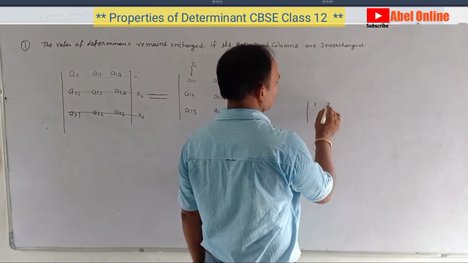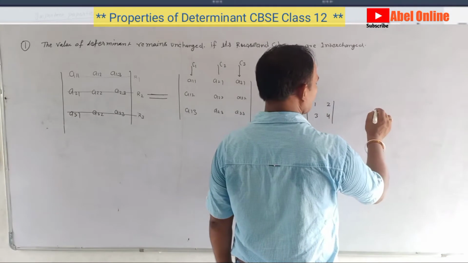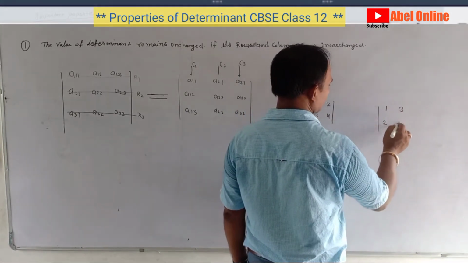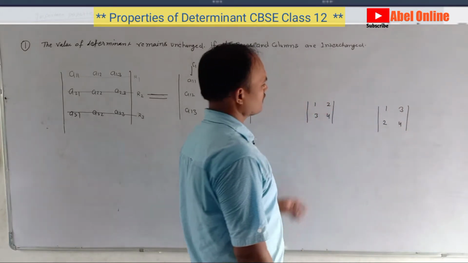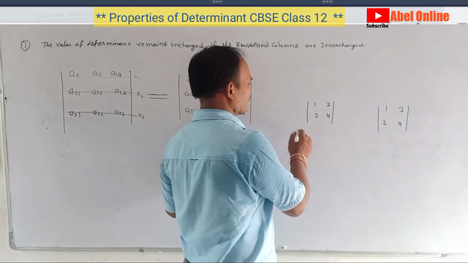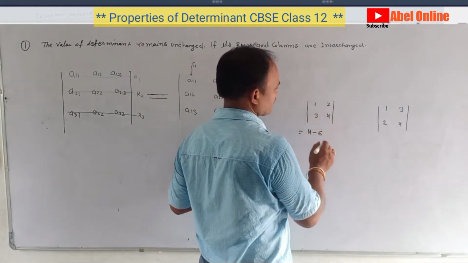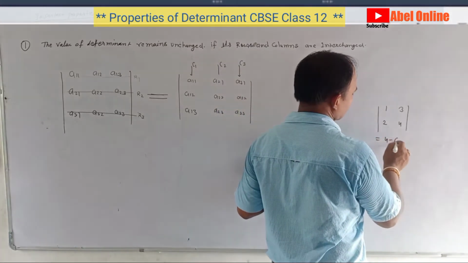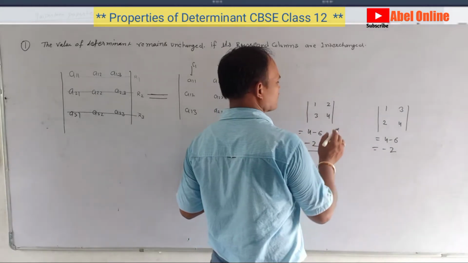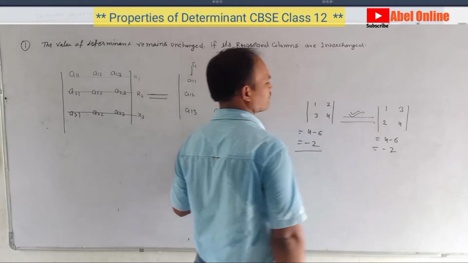Just look here. If it is 1, 2, 3, 4, and again 1, 2, 3, 4, we convert rows to columns, giving 1, 3, 2, 4. What is the value? It is 4 minus 6, so it is minus 2, and the other is also minus 2. So students, you can see both determinants are the same.